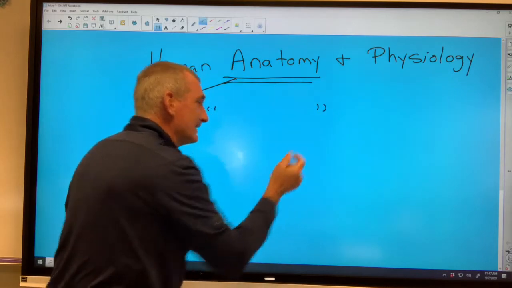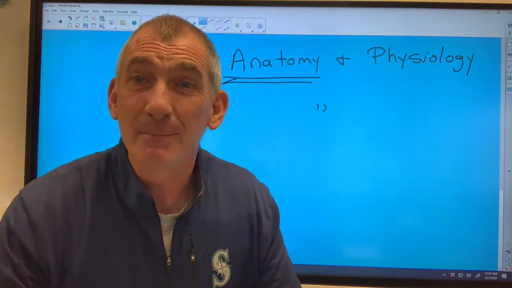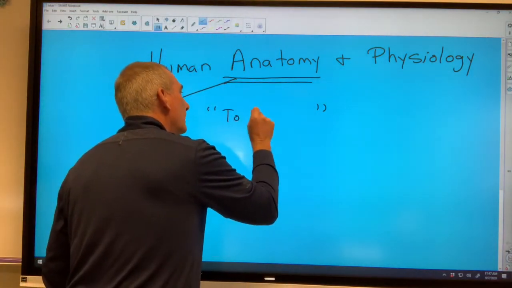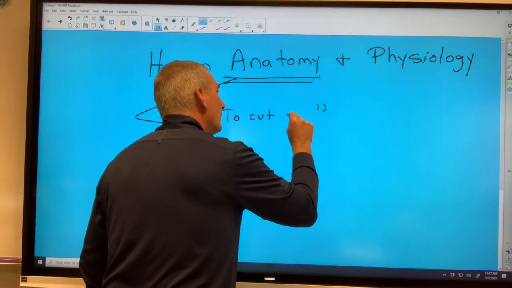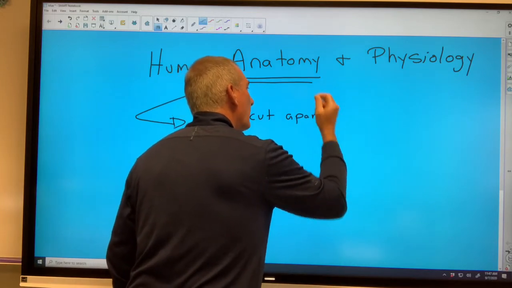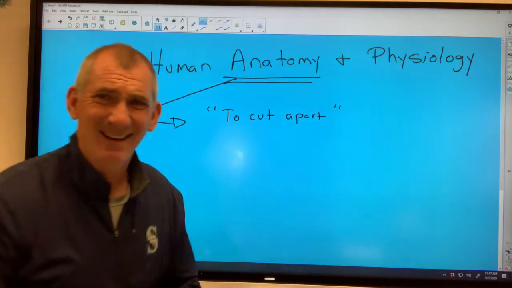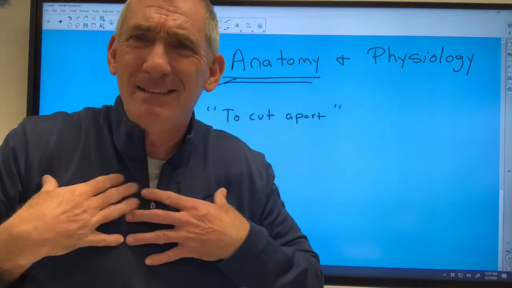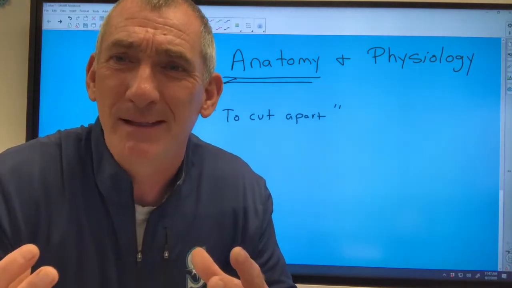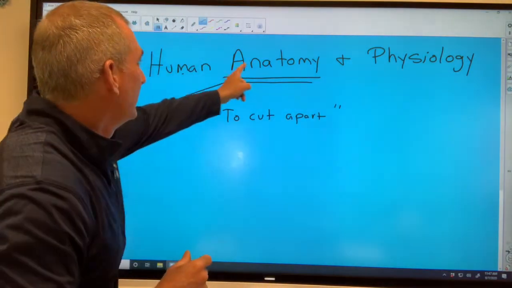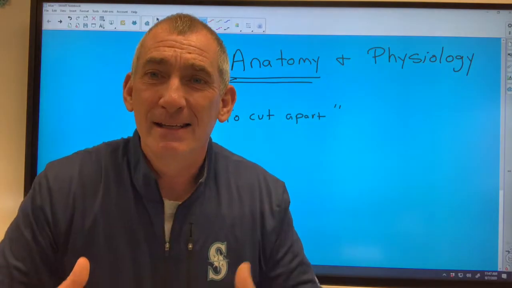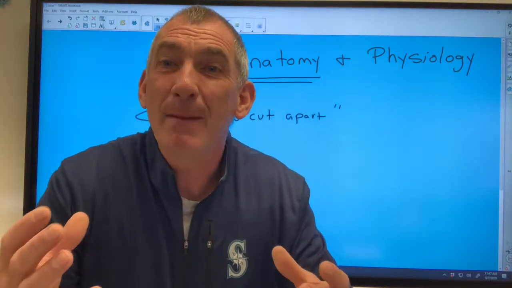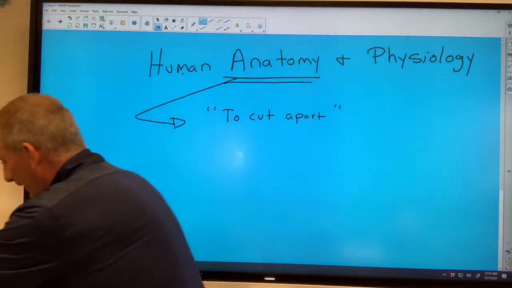Well, in its Latin roots, anatomy literally means to cut apart. Okay, that's what it means in Latin, but what does that mean to us? What does to cut apart mean? When you study human anatomy, what you're studying is what makes up the human body. What is it made up of? How did they do it?